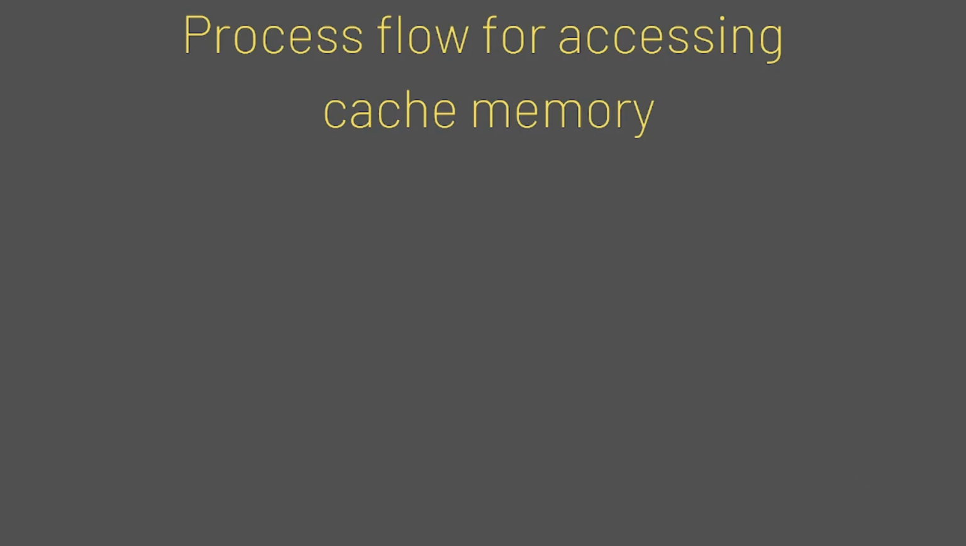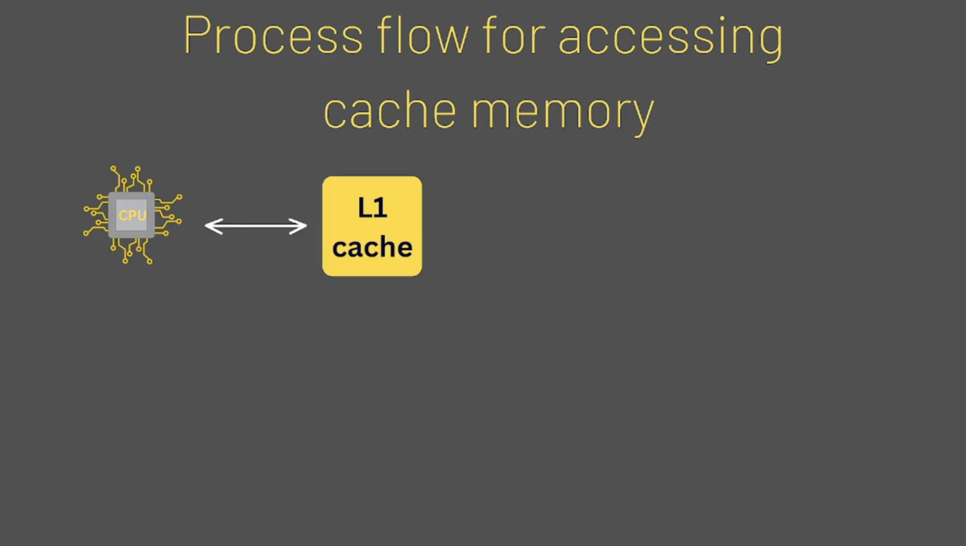Now let us see the process flow for accessing cache memory. Whenever the CPU needs the data, first of all, it will look inside the L1 cache. If the data is not found inside the L1 cache, it will look inside the L2 cache. And if the data is not found inside the L2 cache, it will look inside the L3 cache.